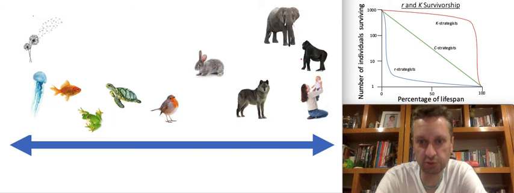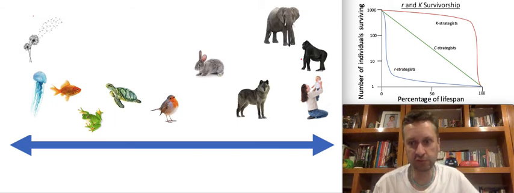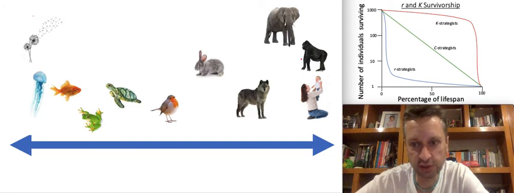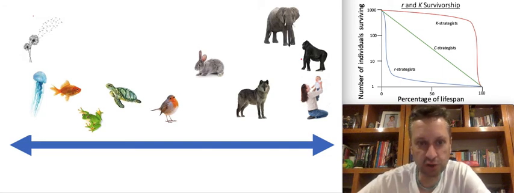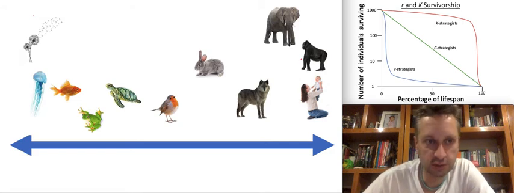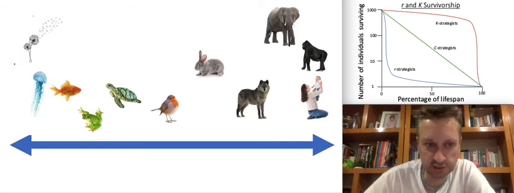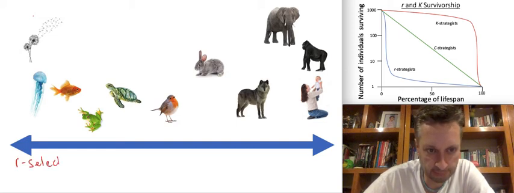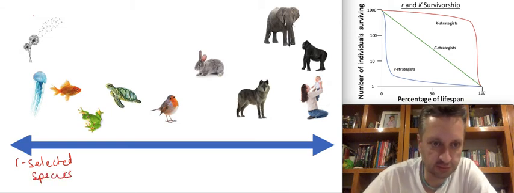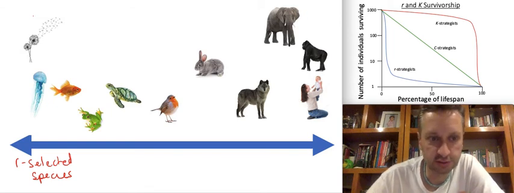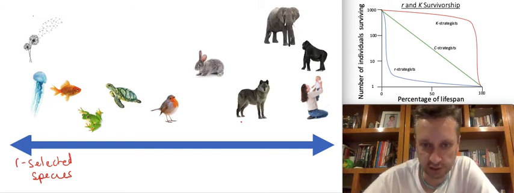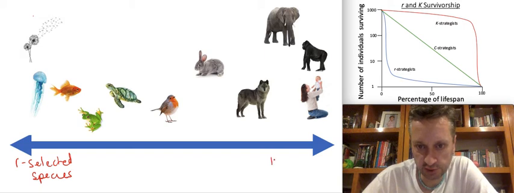It's a different strategy to put your energy into giving a lot of care to a small number of offspring than it is to put all of your energy into producing a lot of offspring in a short time and just letting them disperse. So you might have already guessed, on one side we've got r selected species, and on the other we've got K selected. On this side are the r selected species. So things like jellyfish, dandelions, frogs, fish, or at least some species of fish. On the other side, we've got the K selected species.